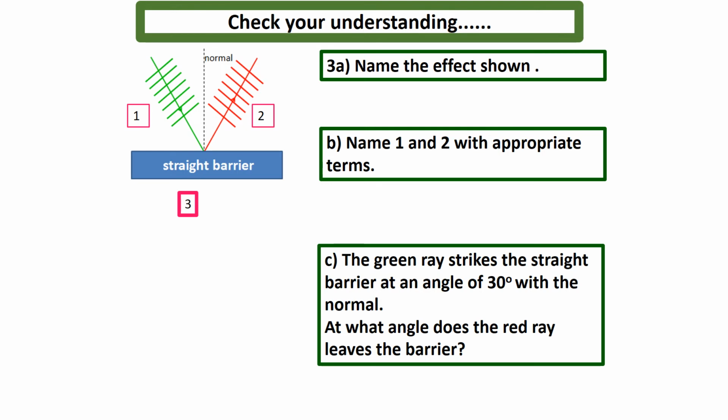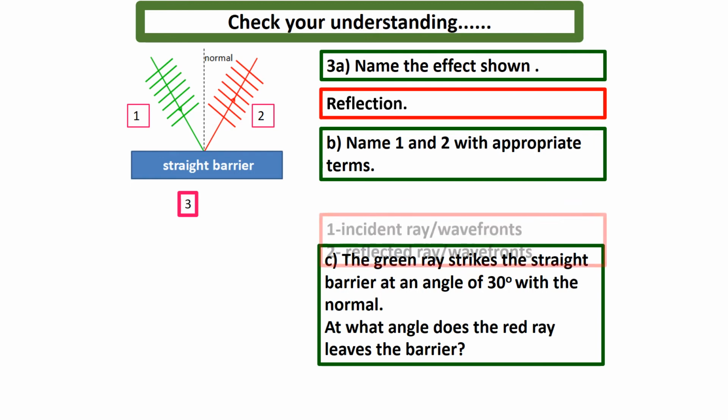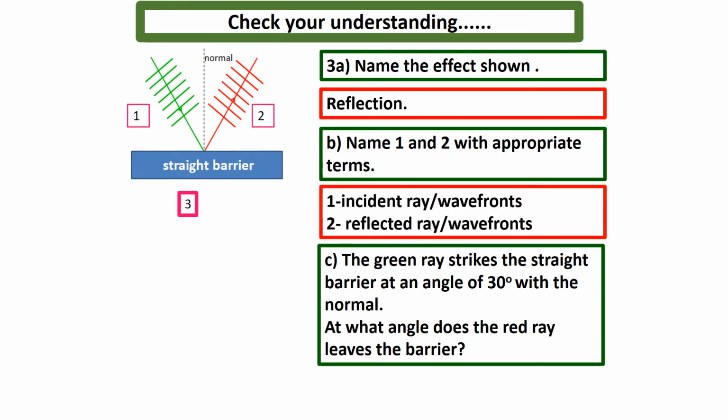Check your understanding on this. So we do call that line between the barrier at a right angle the normal, okay, and it is always 90 degrees, just so you're aware. So question 3, name the effect shown, and it is reflection. 1 and 2, name the 1 and 2 with appropriate terms. Incident ray, reflected ray, and if it strikes it at 30 degrees, then it must be reflected at 30 degrees.